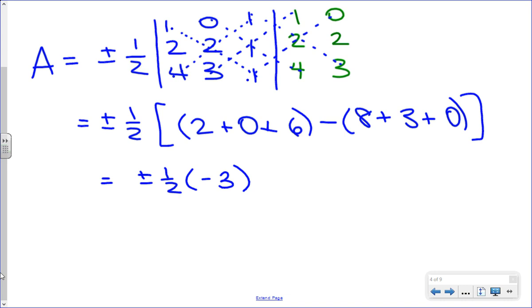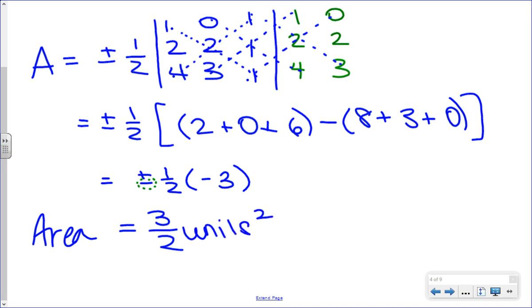Okay, so which 1/2 do we need to choose? We need to choose the negative 1/2. We're going to multiply by the negative 1/2 so that our area is 3/2. Now, if there are units attached to it, this would be square units because it's area. But area does have to be positive. So you choose either the positive or the negative 1/2 based on the value of your determinant.